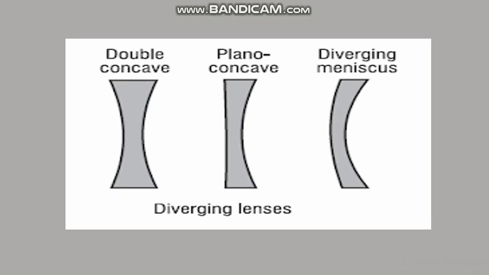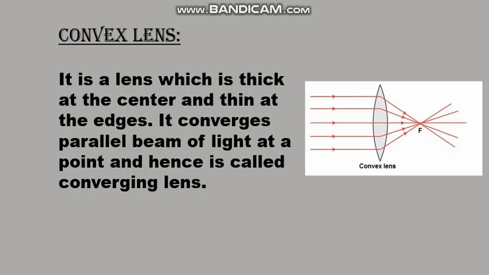Let's move towards convex lens. Listen carefully. It is a lens which is thick at the center and thin at the edges. It converges a parallel beam of light at a point which is known as the principal focus and hence is called a converging lens. So student, a convex lens is also called a converging lens.